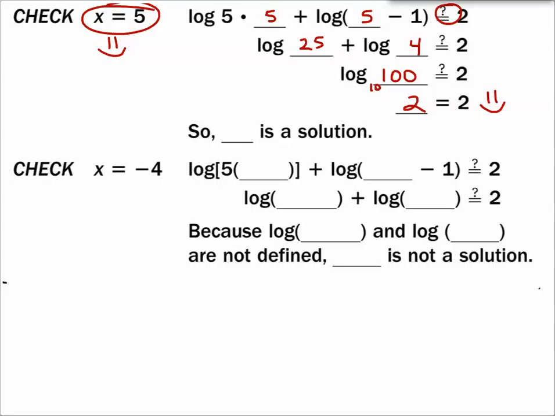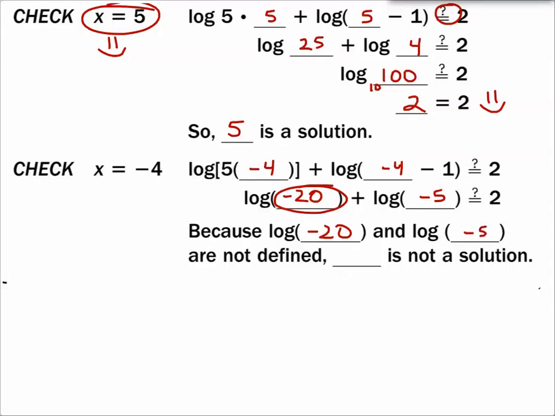All right, let's go back to try negative 4. So 5 times negative 4, and then we have negative 4 minus 1. And then 5 times negative 4 is negative 20. Negative 4 minus 1 is negative 5. And here it fails because you have a negative thing inside the logarithm. Not because a little piece of number is negative, but because the whole chunk inside the logarithm is negative. Because negative 20, it says and negative 5 is not defined.